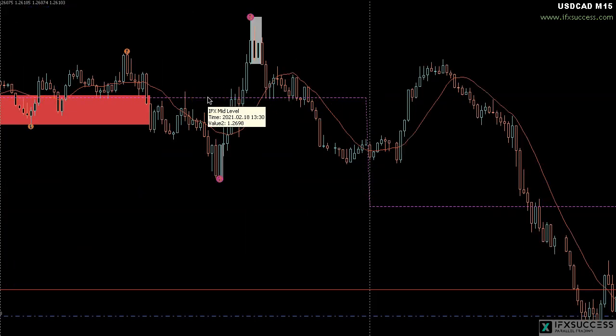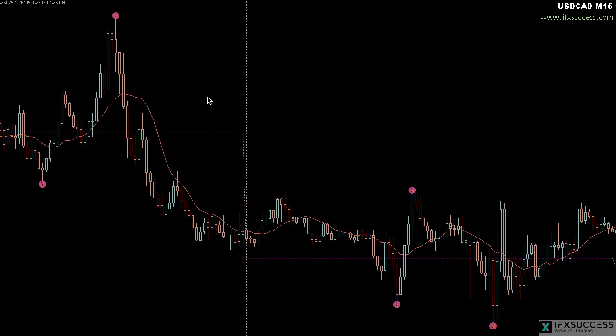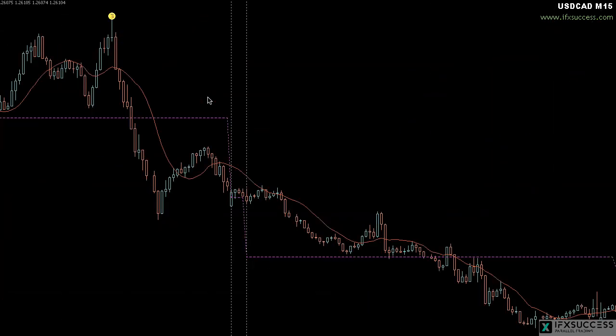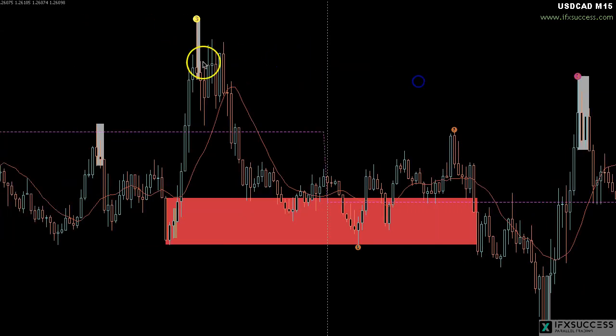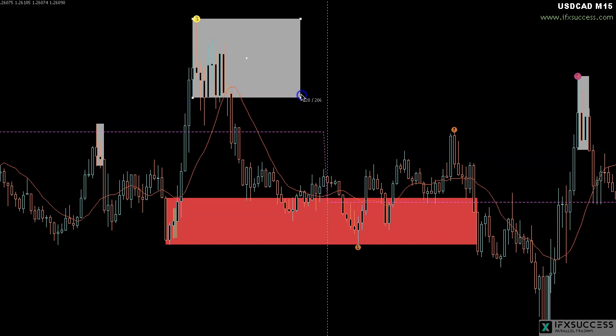Let's go over a little bit more examples. Right over here on dollar CAD, this is focusing on the 15 minutes. I'm not gonna go too much in detail, but here it is: we have a reversal breaker, which is actually being modified, using this candle right over here.